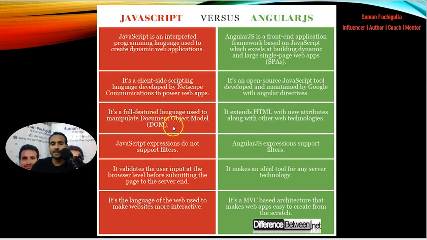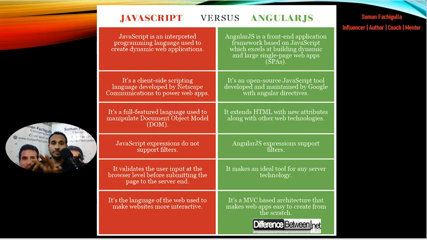So this is kind of a frame, kind of a flow. We can say this is a kind of model of how the application will look and how exactly it is going to be built. It's kind of a flow chart sort of thing. All right. Now in AngularJS, it extends HTML with new attributes along with other web technologies, meaning AngularJS can work on HTML and other technologies can be used. So JavaScript expressions do not support filters, AngularJS expressions support filters, and there is other information out there. Okay, you can start learning as you see this.